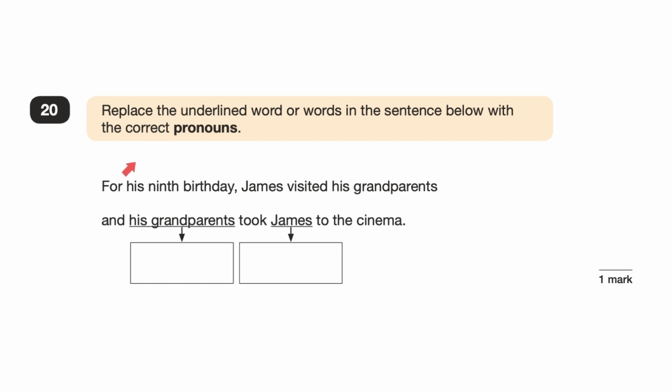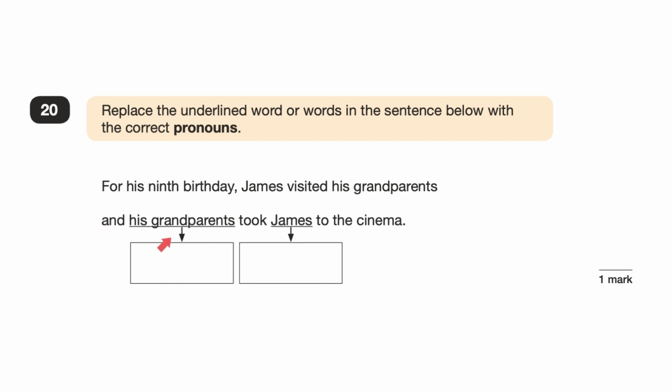In all honesty, pronoun questions can cause a little bit of confusion. It gets us stuck. But let's take a look at these examples and we'll unpick them as we go along. Notice it's question 20, so a little bit further on in the paper. Replace the underlined words. So we've got these words here, and the name James here. Replace the underlined words in the sentence below with the correct pronouns. So for his 9th birthday, James visited his grandparents, and his grandparents took James to the cinema.